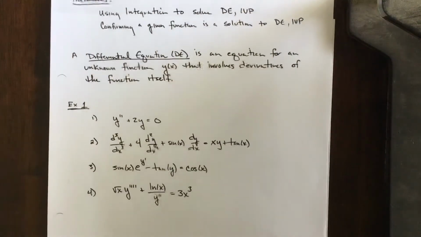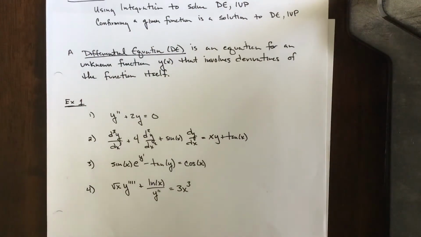For example, y double prime plus 2y equals 0. What function, when I take its derivative and I add back to it twice itself, do I get 0? Whatever function that is, that's what solves the first differential equation.